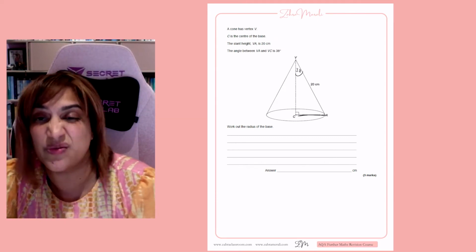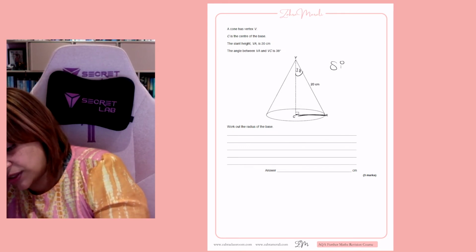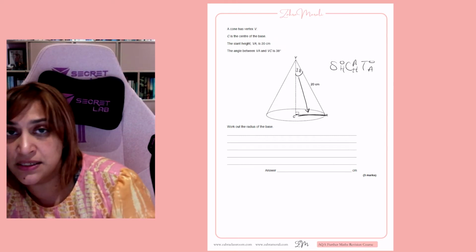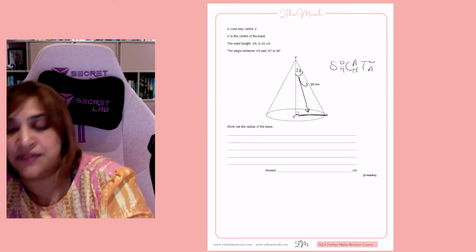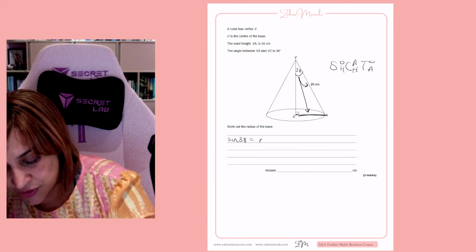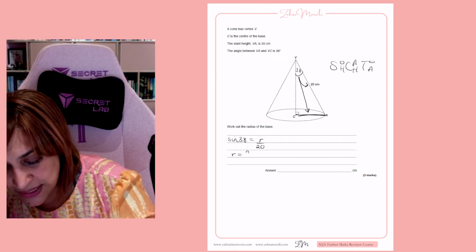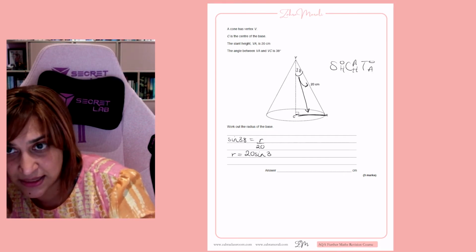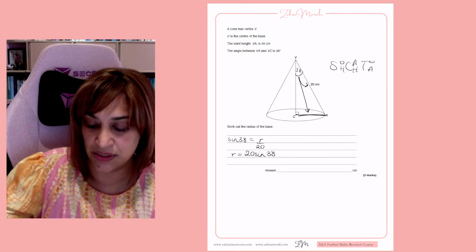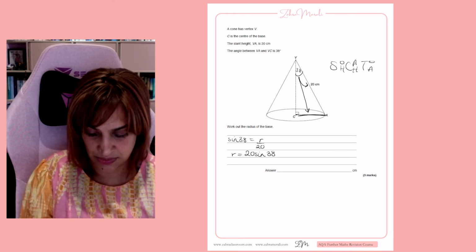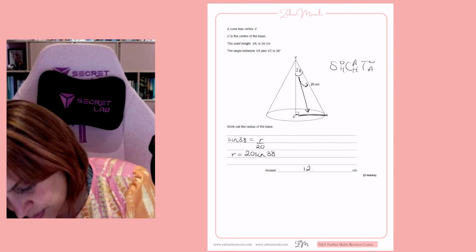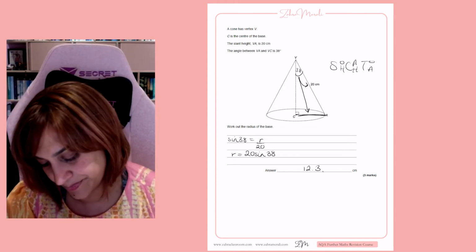Okay, so that's quite nice. We've got SOHCAHTOA, right angle triangle. And so what do we have? We want to find the opposite, and we have the hypotenuse. So we know that sine 38 is r over 20. So r must be 20 sine 38. When we stick that into my calculator, 20 times sine 38, I'm going to get 12.3. And that's going to be the radius of that base.